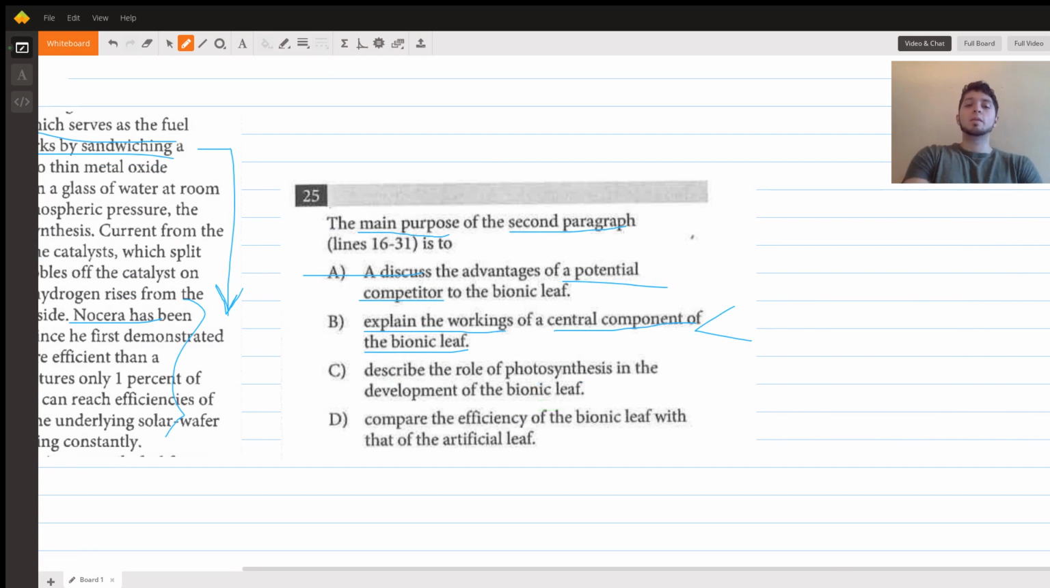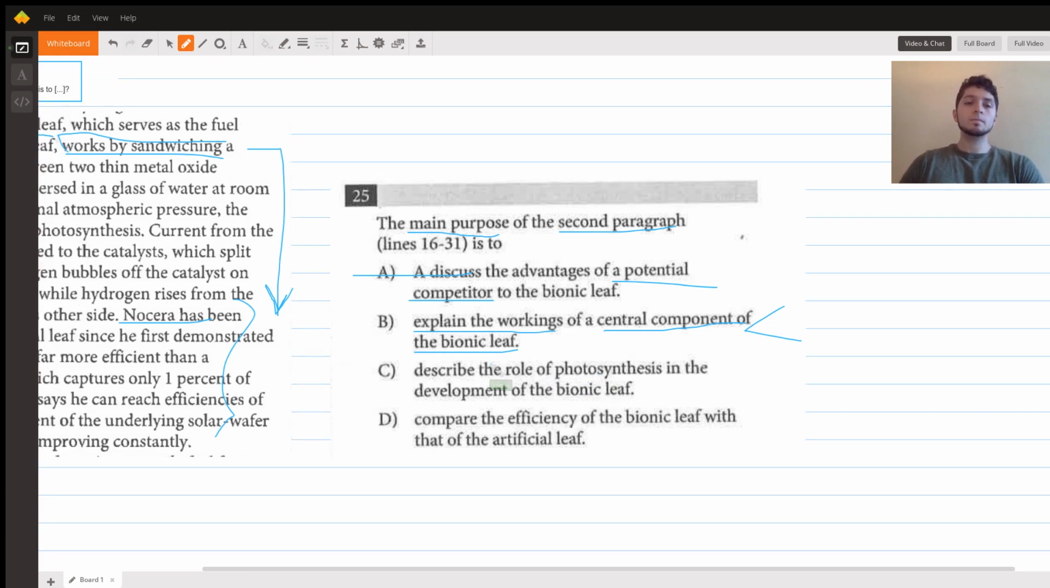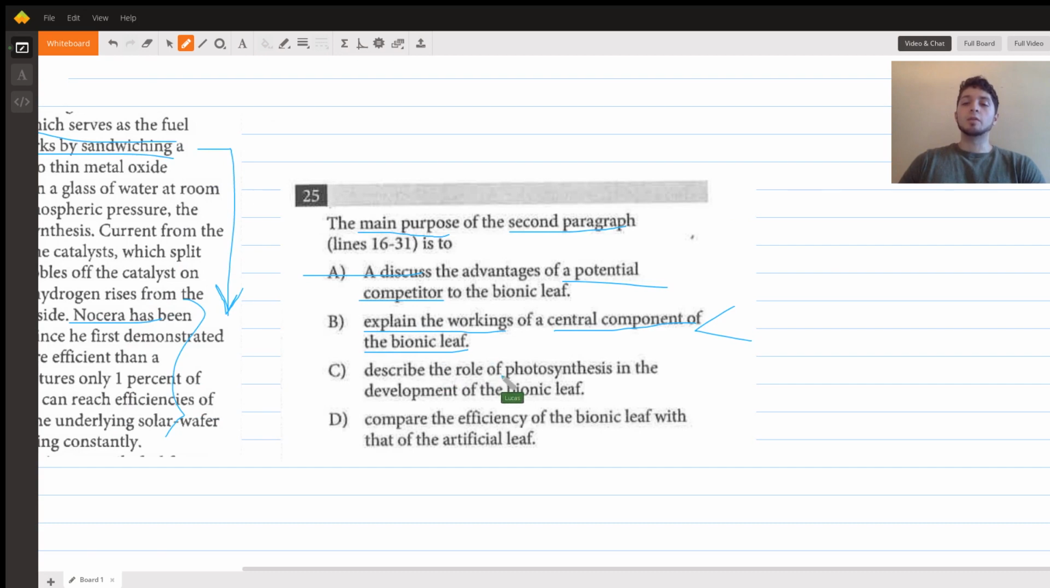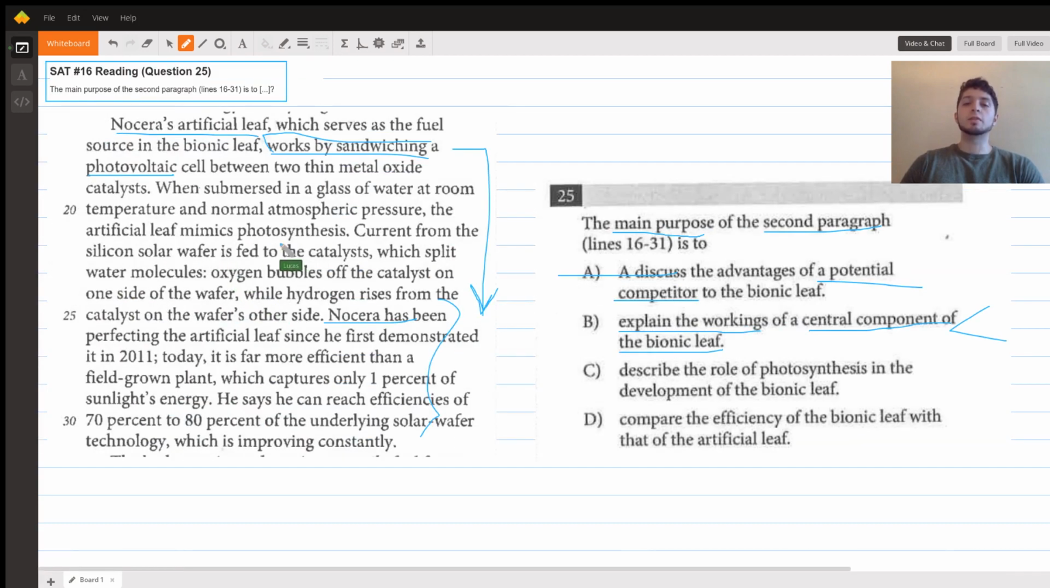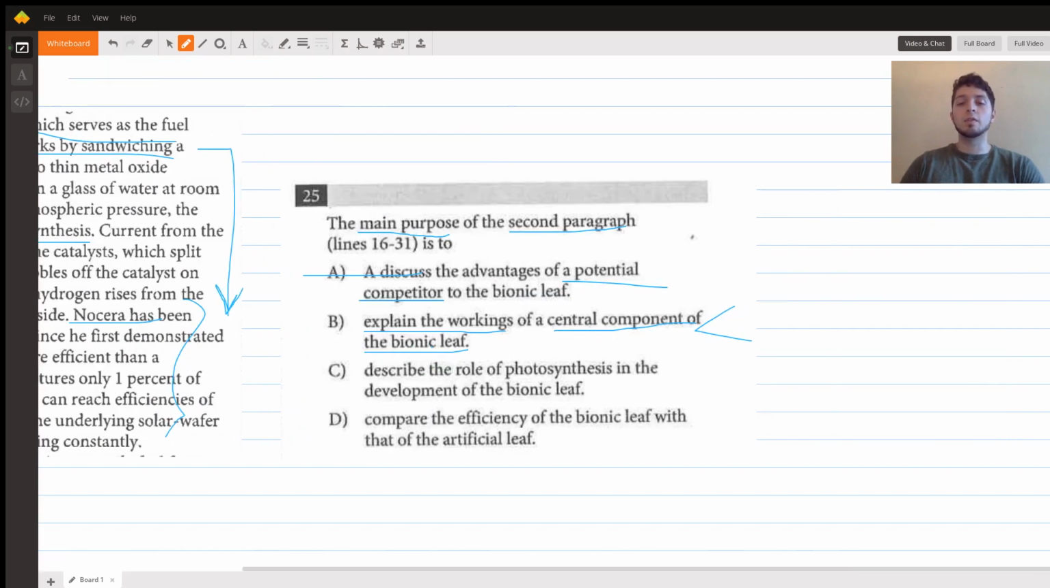C says that the main purpose is to describe the role of photosynthesis in the development of the bionic leaf. And this is a choice that a lot of students will sometimes choose, because it does mention photosynthesis, right? How it mimics photosynthesis. It does talk here about comparing the efficiencies of the leaf to the efficiencies of regular natural photosynthesis. However, there's a couple things that are wrong with this one.